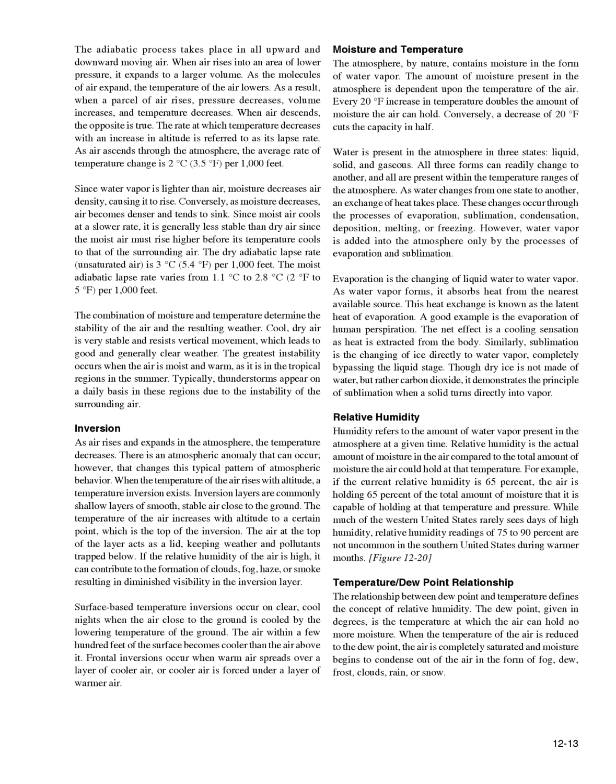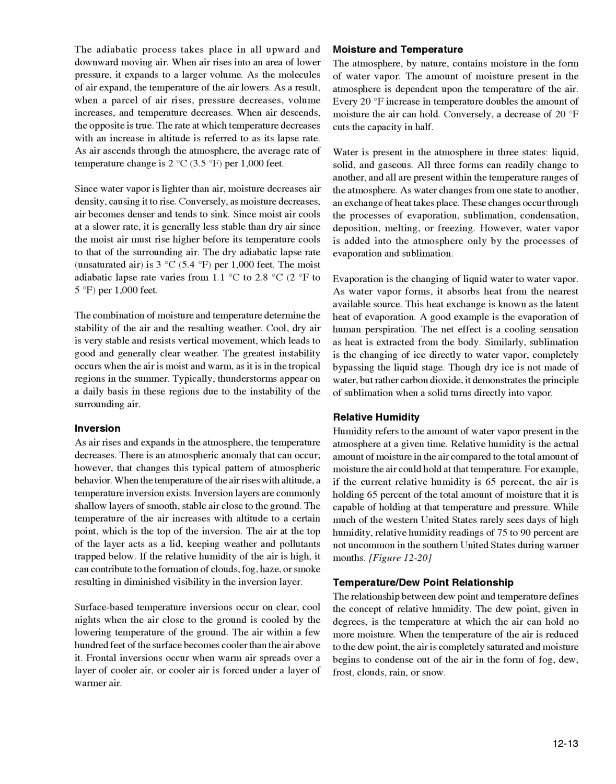The dry adiabatic lapse rate, for unsaturated air, is 3 degrees Celsius, 5.4 degrees Fahrenheit, per 1,000 feet. The moist adiabatic lapse rate varies from 1.1 degrees Celsius to 2.8 degrees Celsius, 2 degrees Fahrenheit to 5 degrees Fahrenheit, per 1,000 feet. The combination of moisture and temperature determine the stability of the air and the resulting weather. Cool, dry air is very stable and resists vertical movement, which leads to good and generally clear weather. The greatest instability occurs when the air is moist and warm, as it is in the tropical regions in the summer.